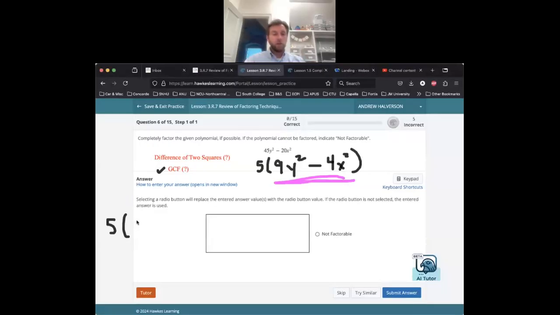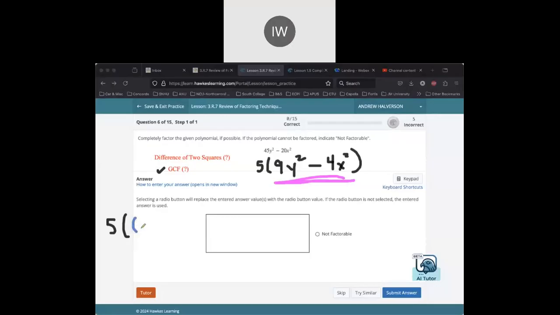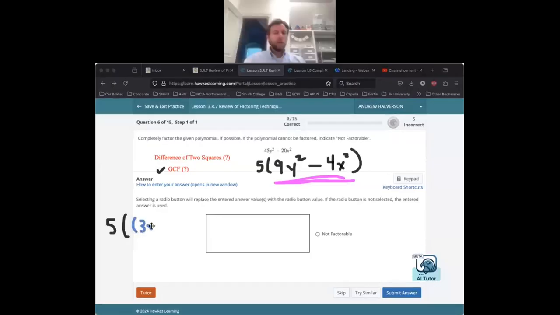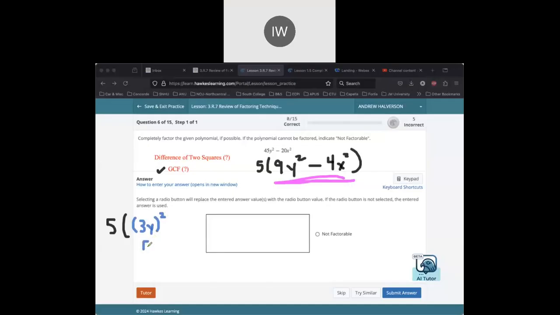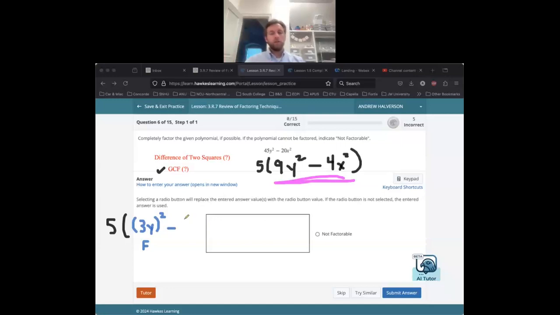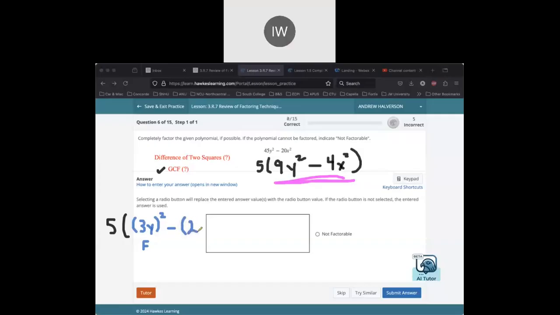3y. 3y, all of that to the second power. That's going to be my F. Minus, how about 4x squared? It's 2x, right, and then all of that to the second power. And that's going to be my L value.